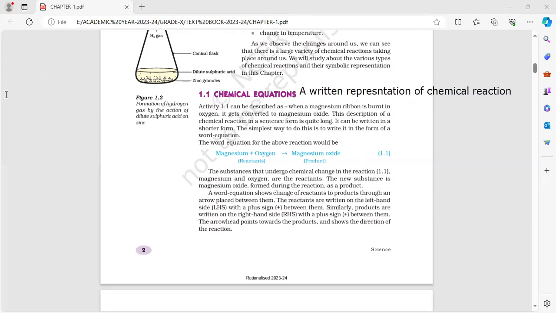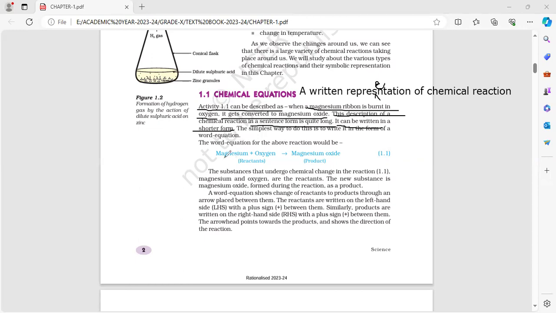Understood? Fine. Now, let me read this paragraph. Activity 1.1 can be described as: when a magnesium ribbon is burnt in oxygen, it gets converted into magnesium oxide. Yes, we know that. This description of a chemical reaction in sentence form is quite long. So what is he saying? To describe it, we need to write the sentence, right? It is too long. It takes some time also. So instead of that, we can write in a short form.